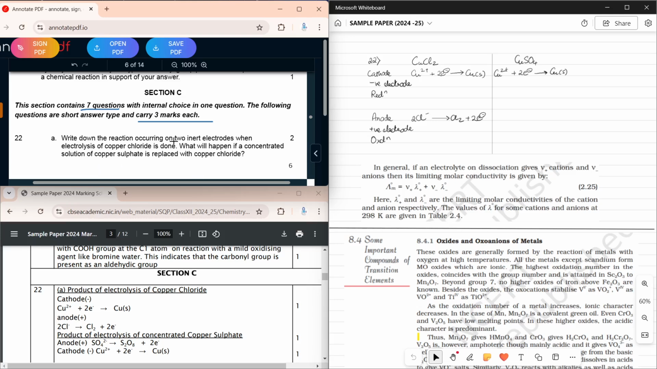Write down the reaction occurring on 2 inert electrodes when electrolysis of copper chloride is done. What will happen if a concentrated solution of copper sulfate is replaced with copper chloride? So from what the solution looks like in the marking scheme, it seems like all they care about is the products of electrolysis when you have copper chloride and the product of electrolysis of copper sulfate.